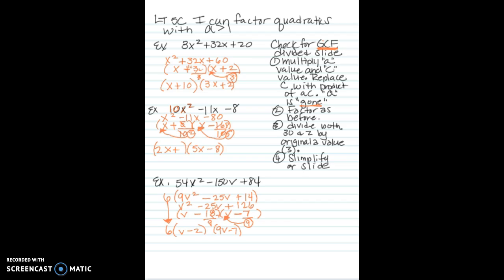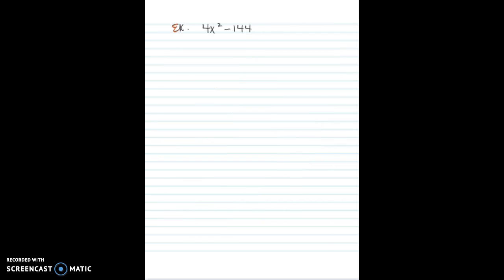On our very last example, we have 4x squared minus 144. Again, I check for my GCF. My GCF is 4. I have a 4 in the front. I have 4x squared divided by 4 is x squared. And minus 144 divided by 4 is 36.